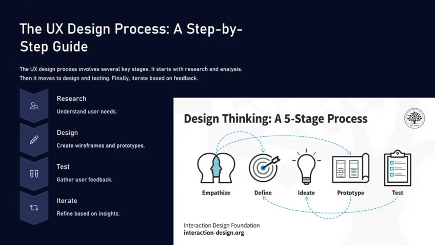The UX design process is a step-by-step method. It starts with research, where we figure out what users need. Then we design and test our ideas. Finally, we improve the design based on the test results. This is a continuous cycle which helps us arrive at the best possible design.